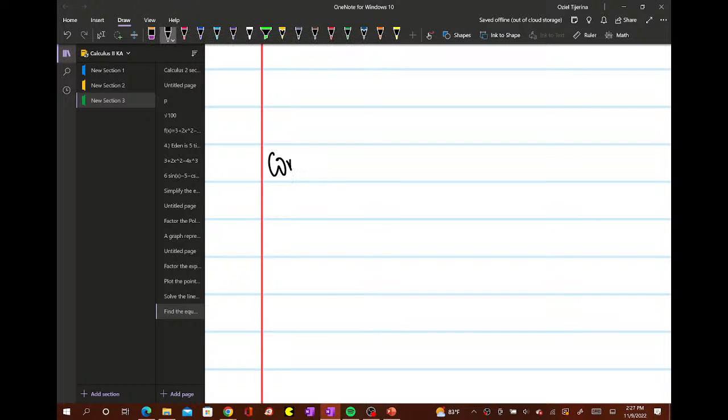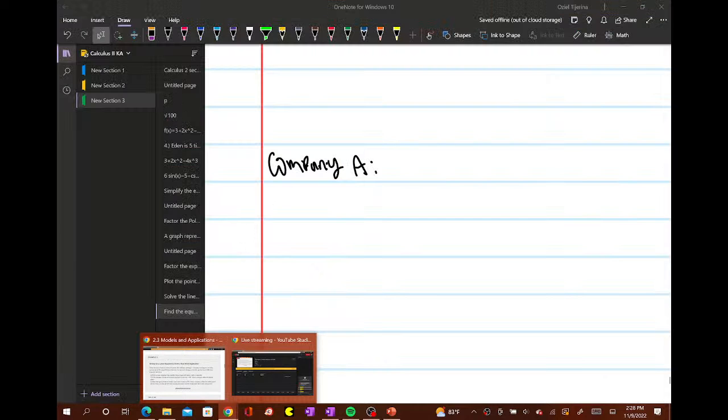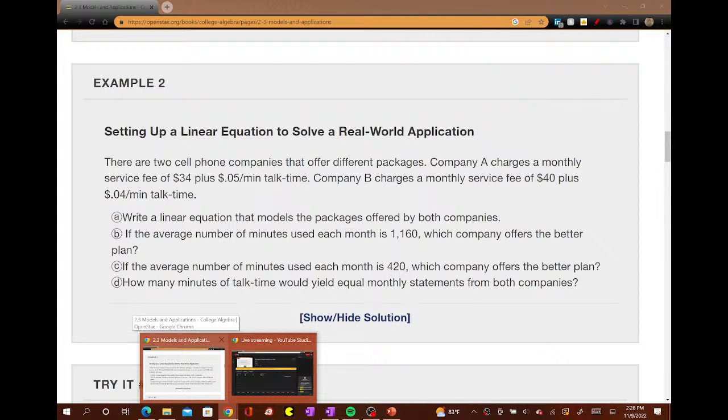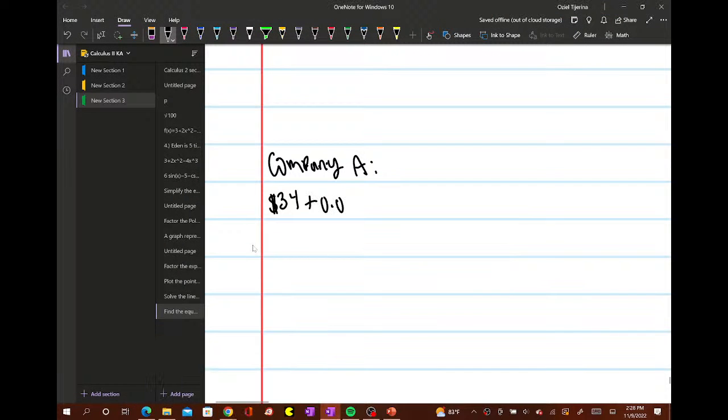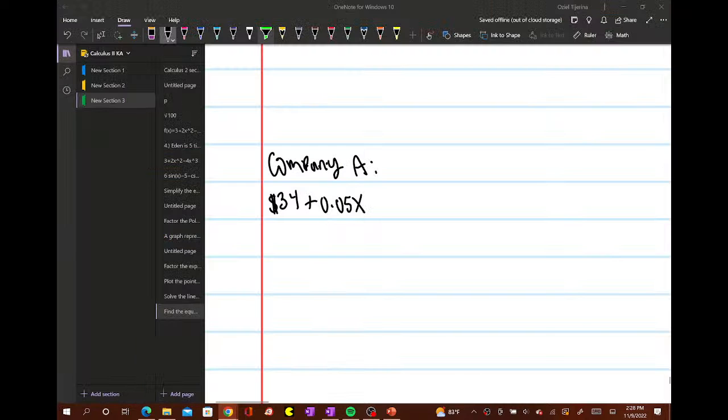So company A charges a monthly fee of $34, so it'd be $34 plus $0.05 per minute, so plus 0.05x, right? That's how much company A charges.